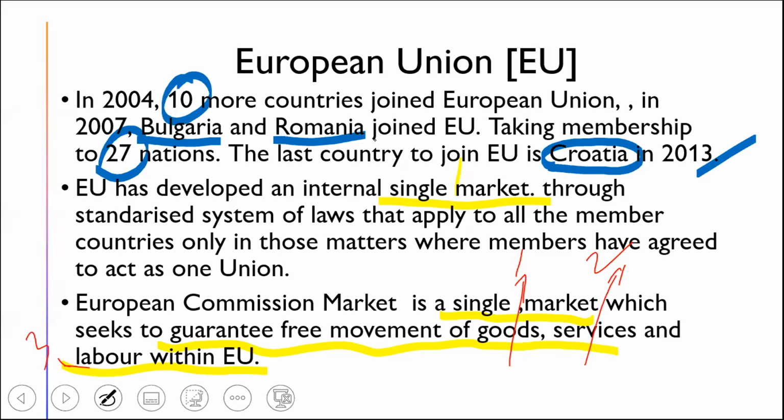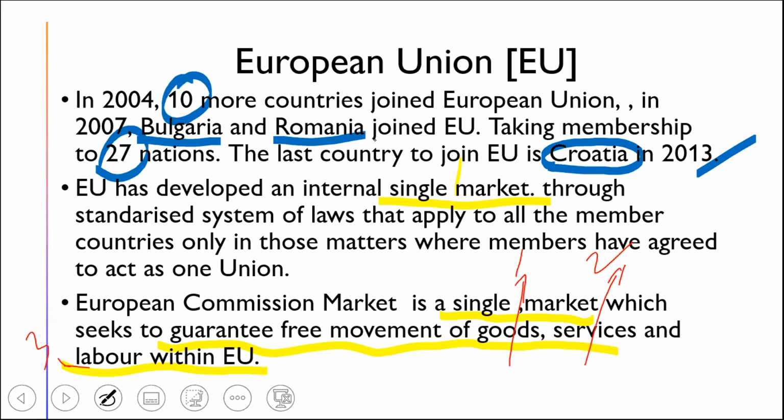That is another objective. Now there are, I told you, 28 countries, and the last country is known as Croatia. Croatia is a small country in Europe. You can see the name over there. Croatia. In May 2013, Croatia joined the European Union. 100% that type of question will come.